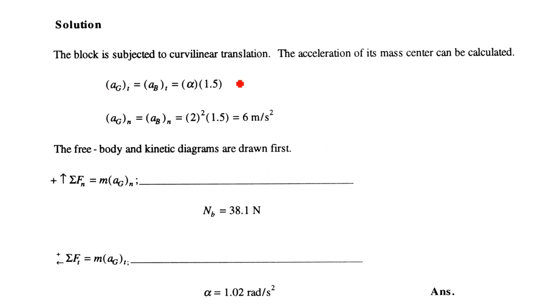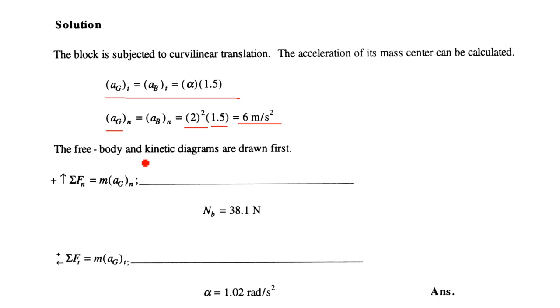That's the solution given to you. The tangential acceleration is alpha multiplied by 1.5, where 1.5 is the length of the link BC. And the normal one is equal to omega squared multiplied by 1.5, which is 6 meters per second squared.